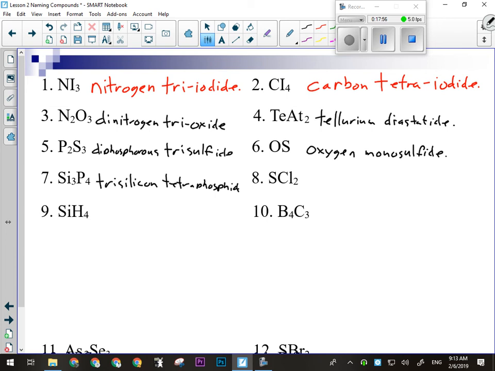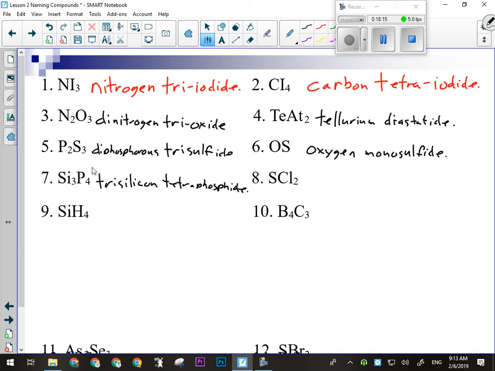Okay, what do you notice about all of the names so far? What have I not done to any of them? No capitals. Remember, no capitalization. These are not proper names. Okay, it's a hard habit to break because we want to capitalize everything.